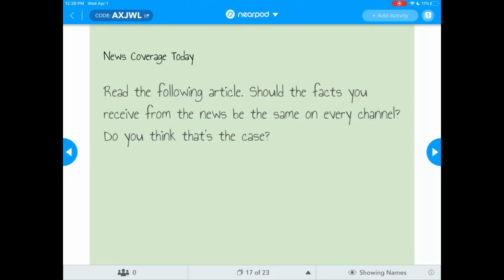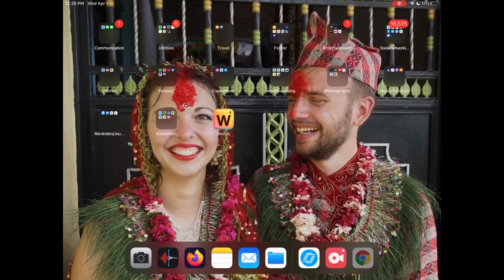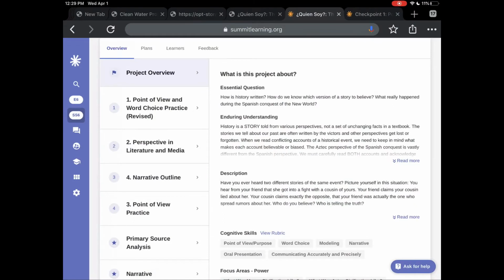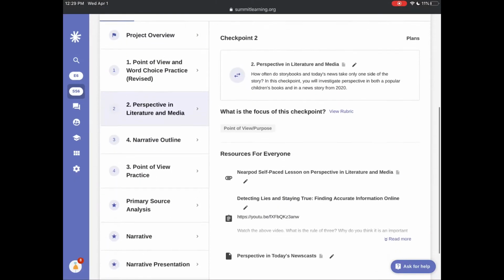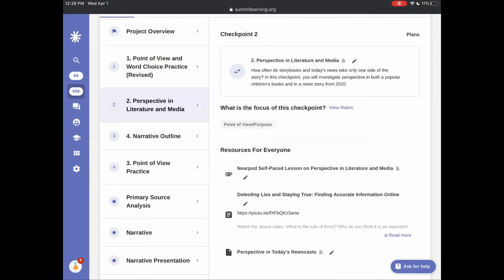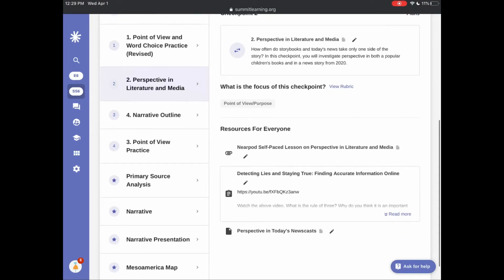And to go over the rule of 3, we're going to start by looking over news coverage today. If you need a refresher on the rule of 3 at any time, there is a wonderful video that you can find under your additional resources in Perspective in Literature and Media. That video is called Detecting Lies and Staying True, Finding Accurate Information Online. It's a 2-minute video, and it is absolutely excellent.